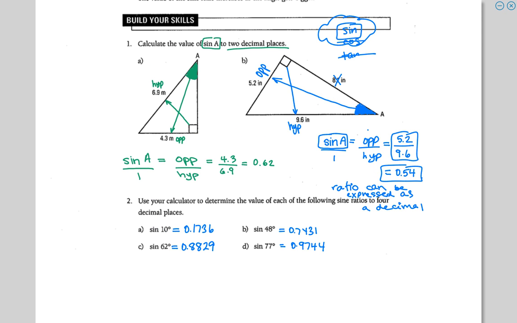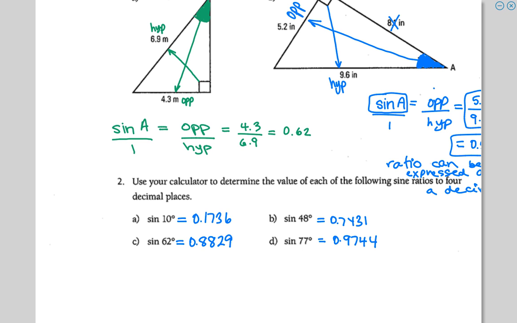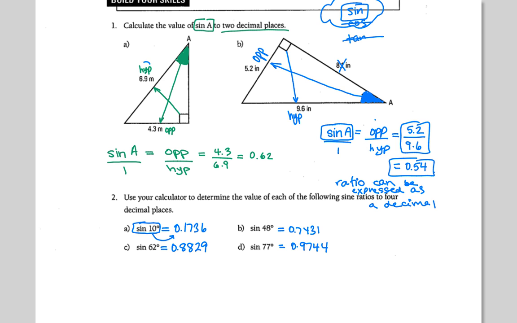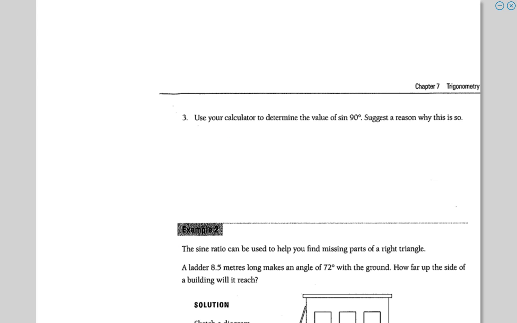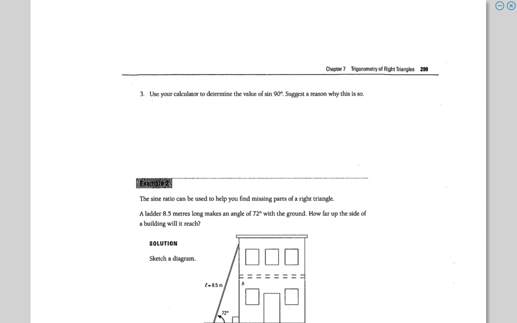What this page demonstrates is that if you have the angle, you can use your calculator to find the ratio. And if you have a picture with the sides, you can also calculate the ratio. And I'll show you a trick in a few seconds that will allow you to find the angle if you know the ratio. Alright, we can skip this one.